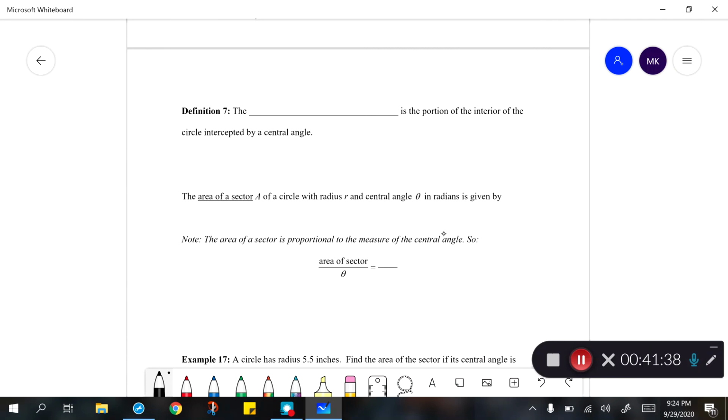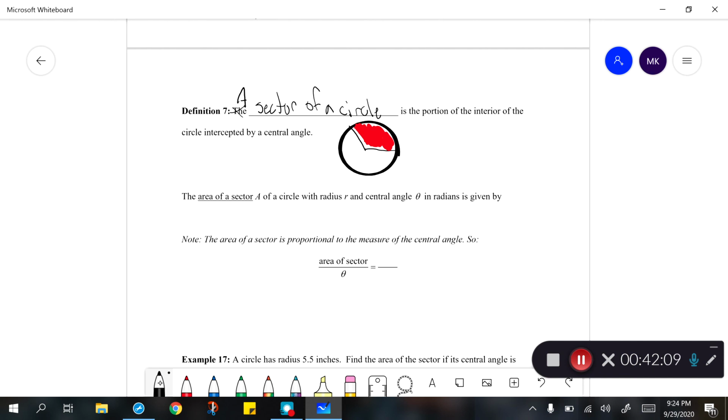Okay. So, A, if you want to be grammatically correct, a sector of a circle is the portion of the interior of the circle intercepted by an angle. Okay, so what does that mean? Well, we've got some circle, got an angle. This is the sector of that circle.